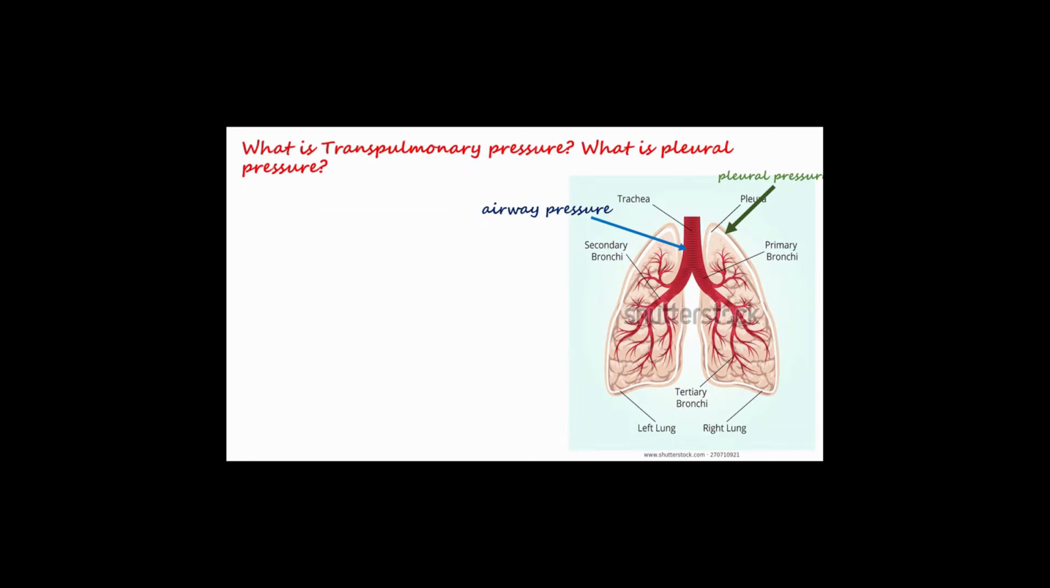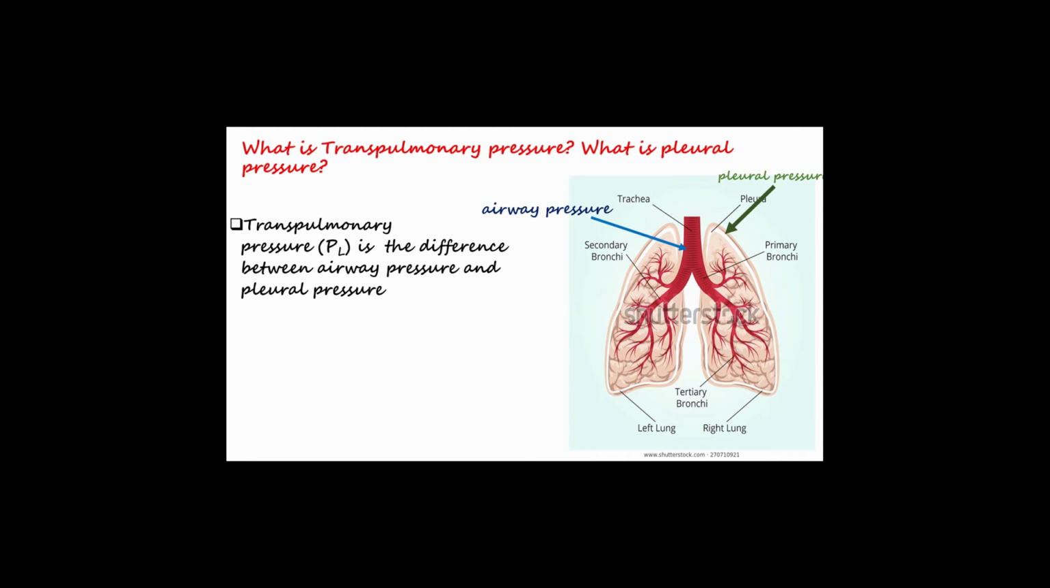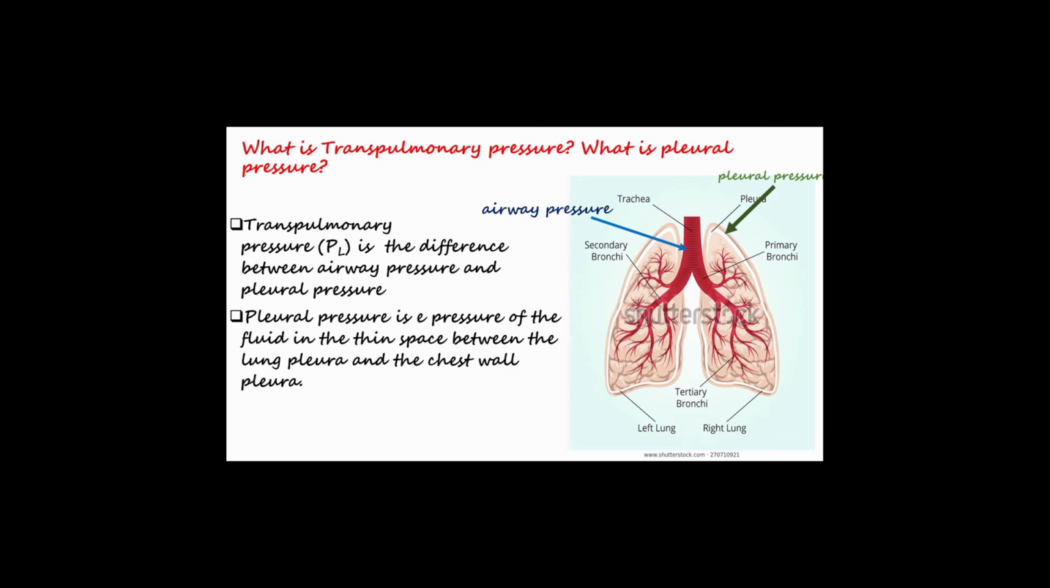What is transpulmonary pressure? What is pleural pressure? Transpulmonary pressure, PL, is the difference between airway pressure and pleural pressure. Pleural pressure is the pressure of the fluid in the thin space between the lung pleura and the chest wall pleura. It is the force acting to inflate the lung within the thorax. It is the pressure surrounding the lung, within the pleural space. During normal breathing, the pleural pressure is negative, below atmospheric pressure.